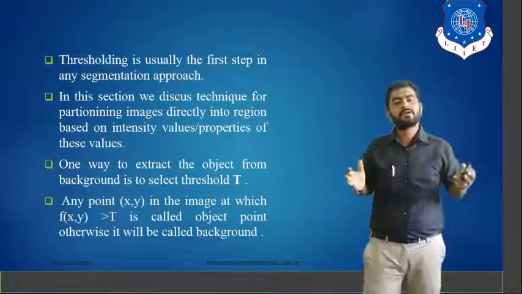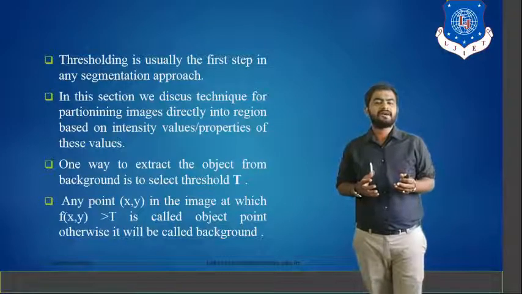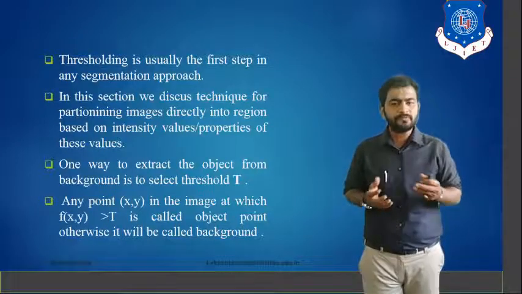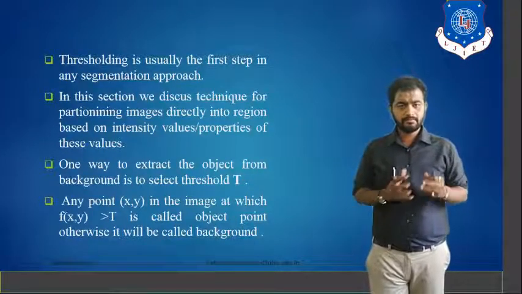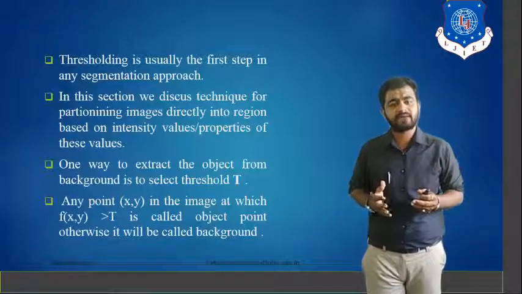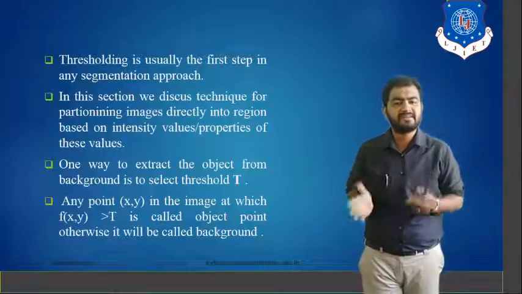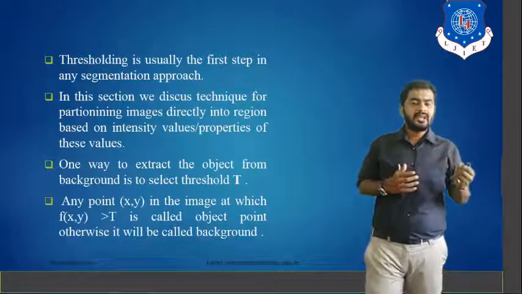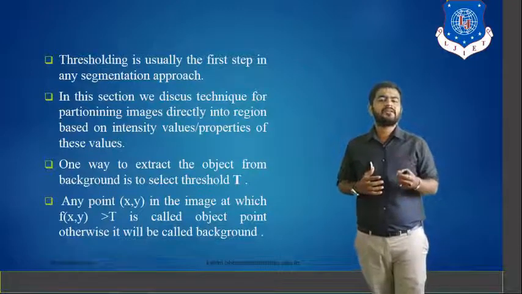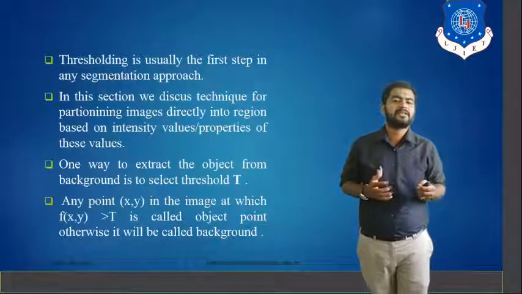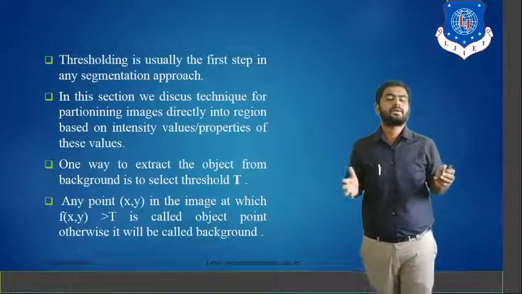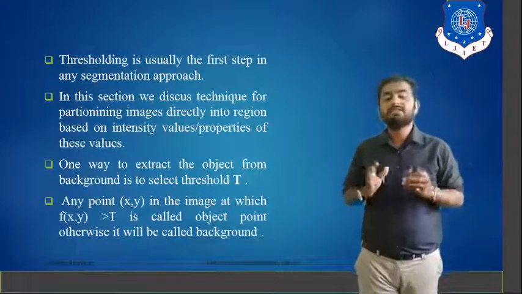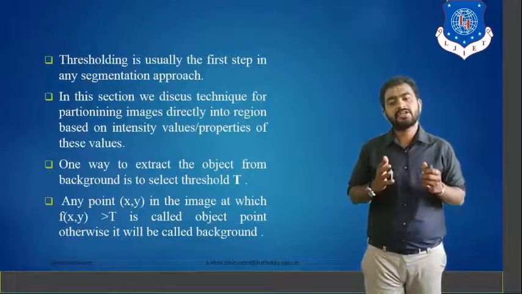Suppose you have one particular matrix image whose range is from 0 to 255. If you take a 5 cross 5 matrix image and set the threshold to 128, then every value greater than 128 converts to white and all the remaining values convert to black. So that is the concept of the thresholding-based method.